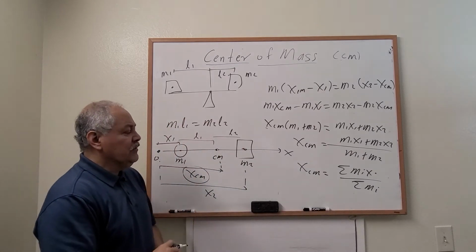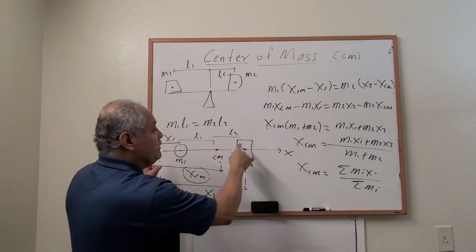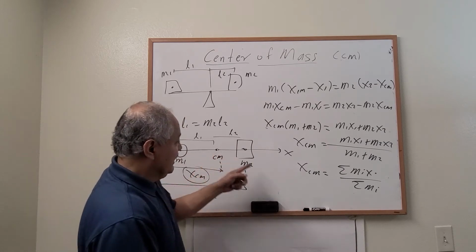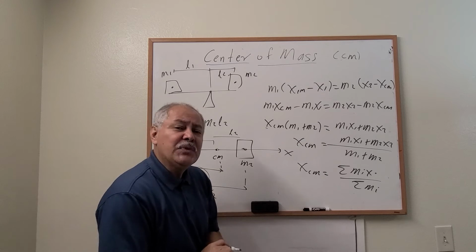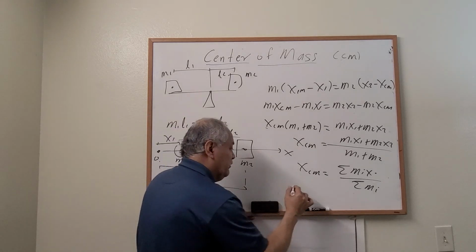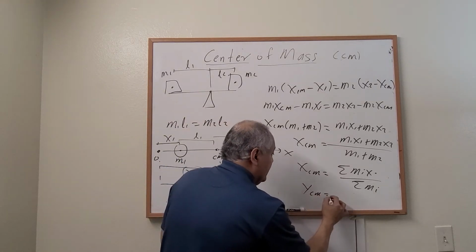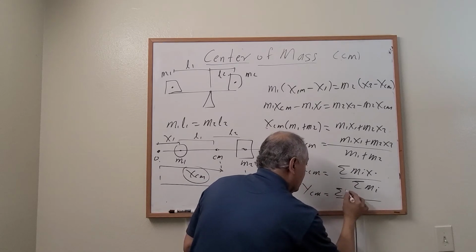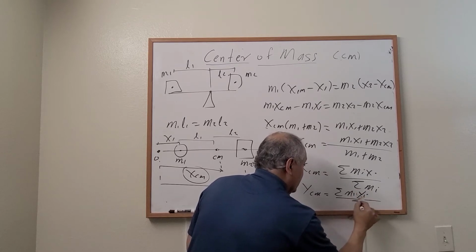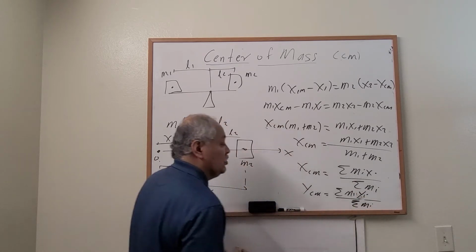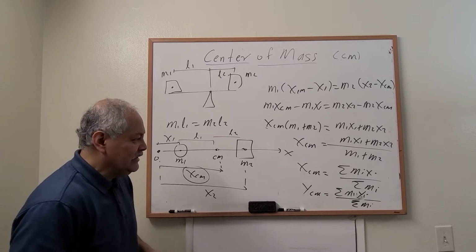This is the equation for discrete particles that gives us the position of the center of mass in the x direction. The same thing in the y direction. In the y direction, we have the same formula. This is the sum of this product, now it's going to be y, and again, the total mass.